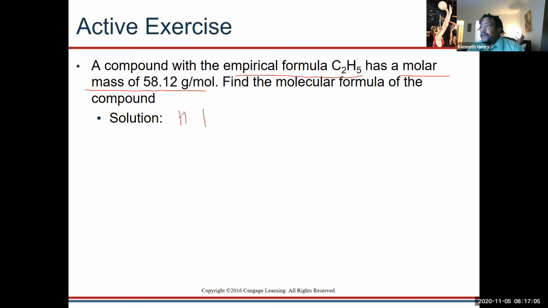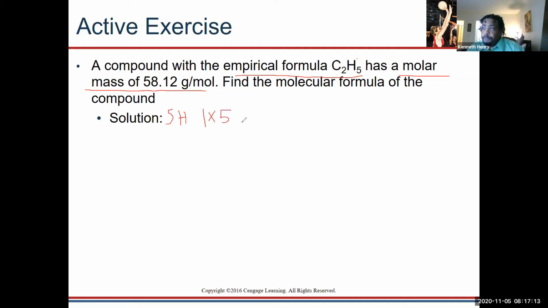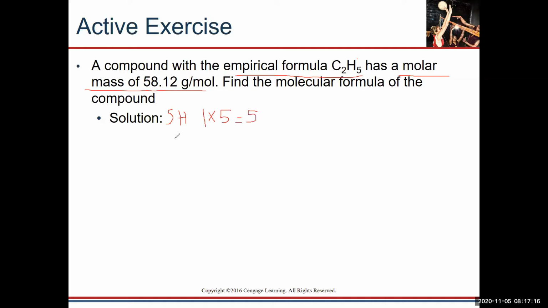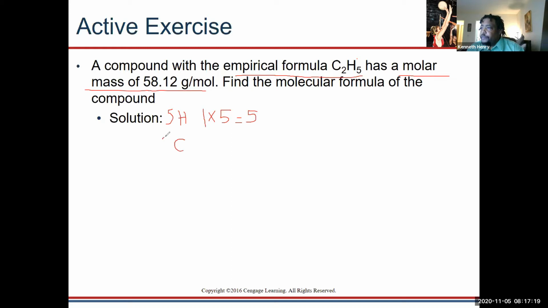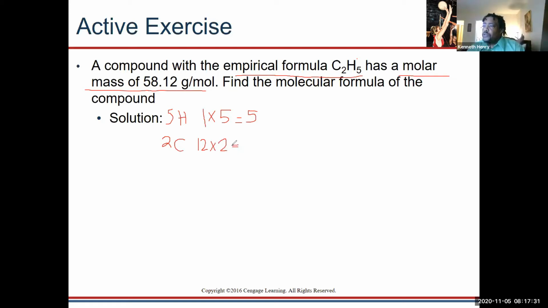Okay. How many hydrogens do I have? 5. So you times it 5 times 1 is 5. And then you said carbon. How many carbons do I have? You have 2. And the mass of carbon again? 12. So 12 times 2? 24. So we add them together? Yeah. And it's 29. Units grams per mole.